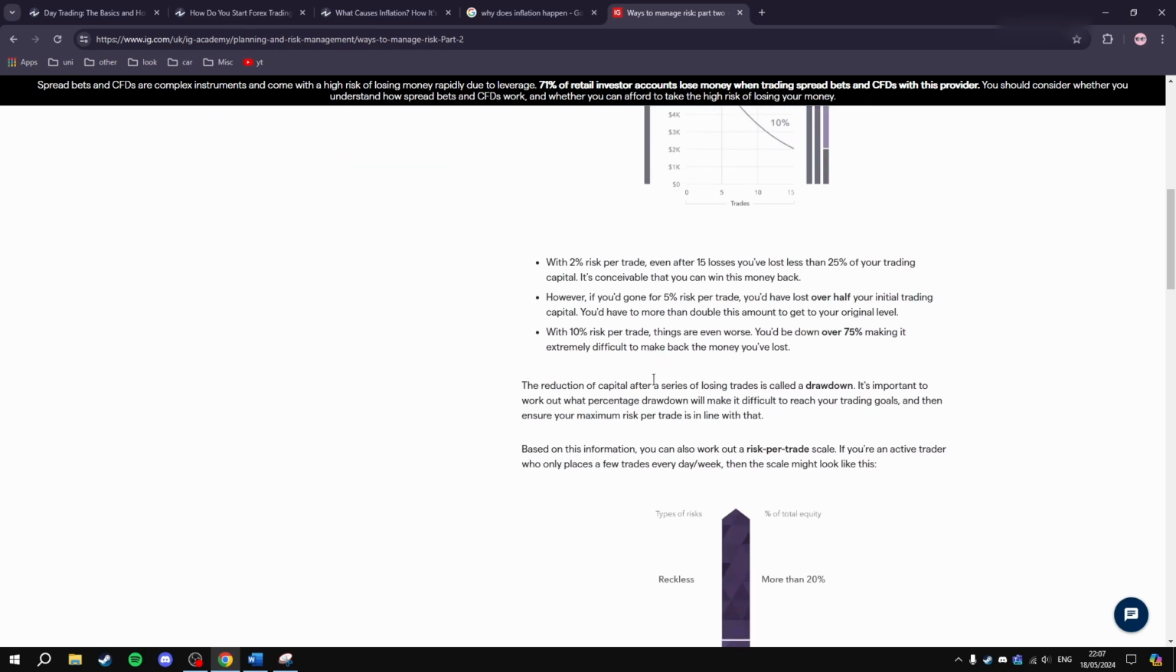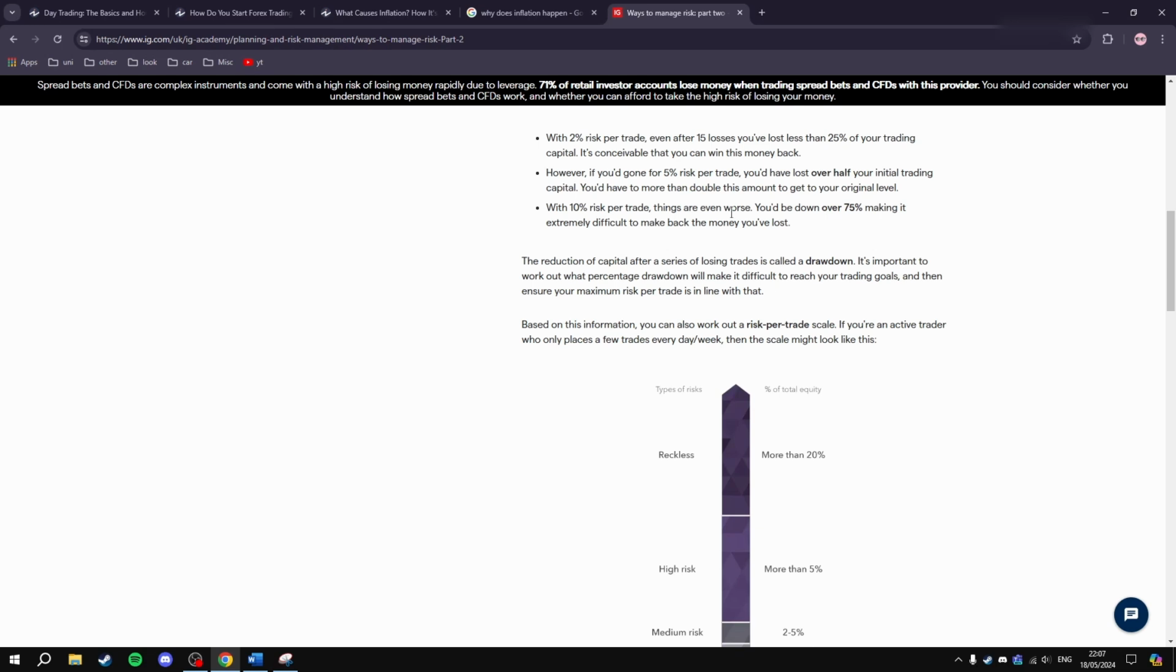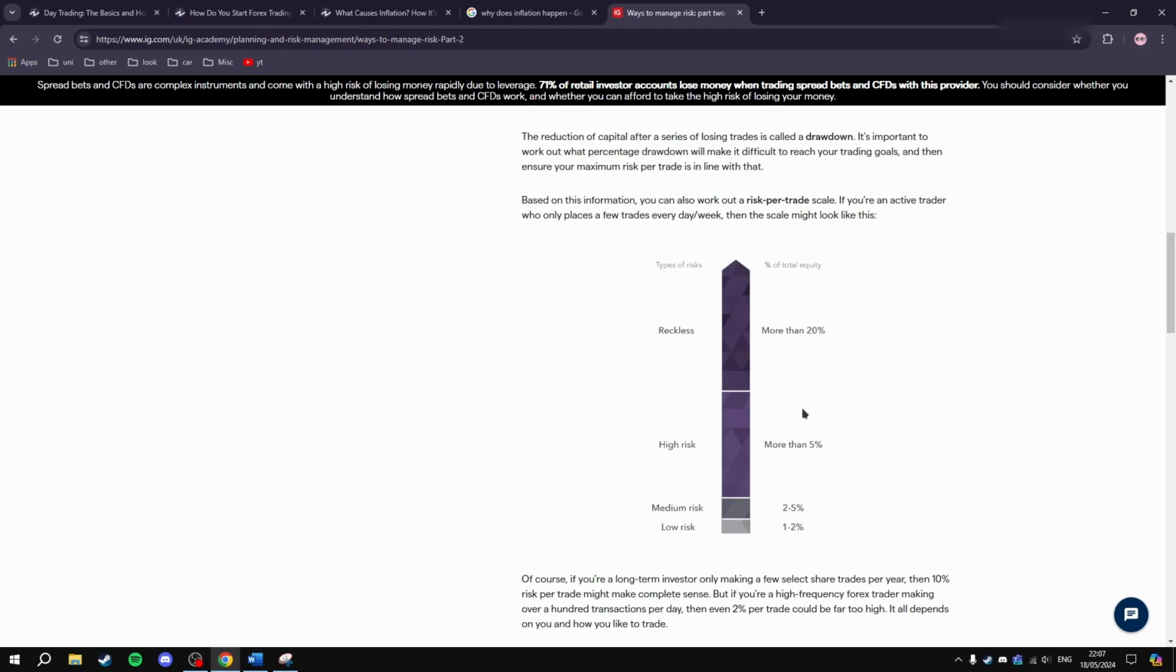Based on this information, you can also work out a risk per trade scale. If you're an active trader who only places a few trades every day or week, then the scale might look like this. Type of risk, percentage of total equity. More than 20% reckless. More than 5% high risk. 2 to 5% medium risk, 1 to 2% low risk.